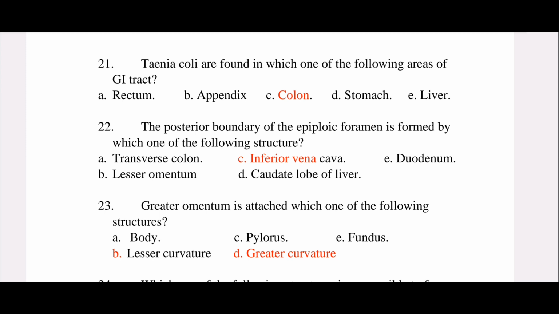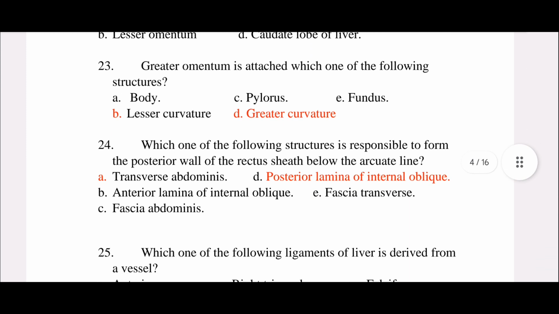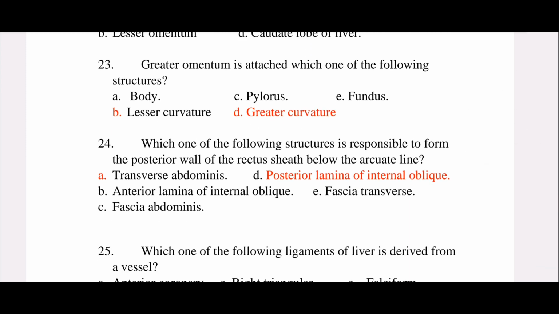23. Greater omentum is attached to which one of the following structures? Option D, greater curvature. 24. Which one of the following structures is responsible for forming the posterior wall of the rectus sheath below the arcuate line? Option D, posterior lamina of internal oblique.